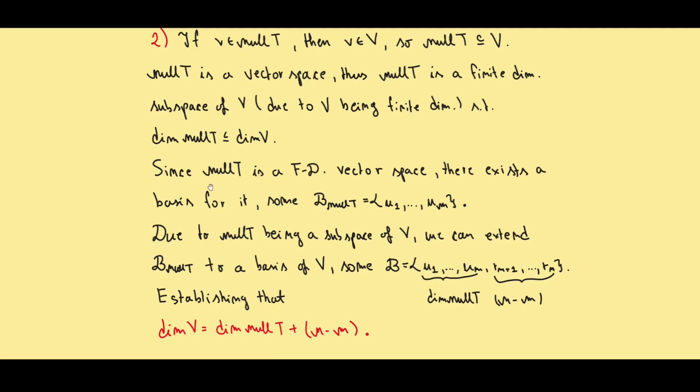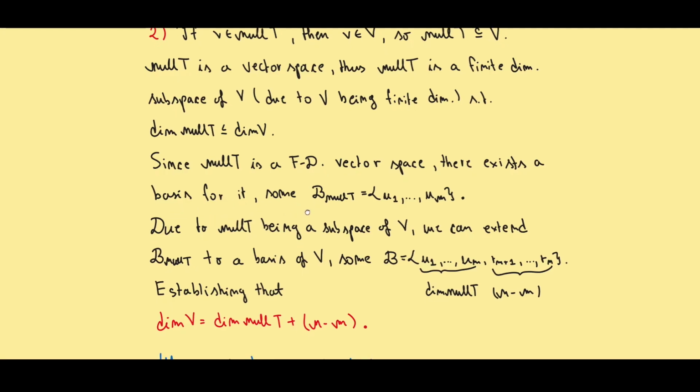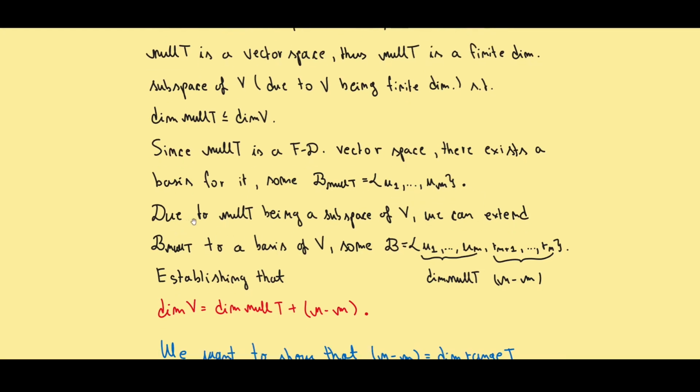And now, since null T is a finite dimensional subspace, there exists a basis for it, some B of null T with the following vectors: u1 all the way to um. So there's m of them. Now, due to null T being a subspace of V, we can extend this basis B of null T to a basis of the whole space V.